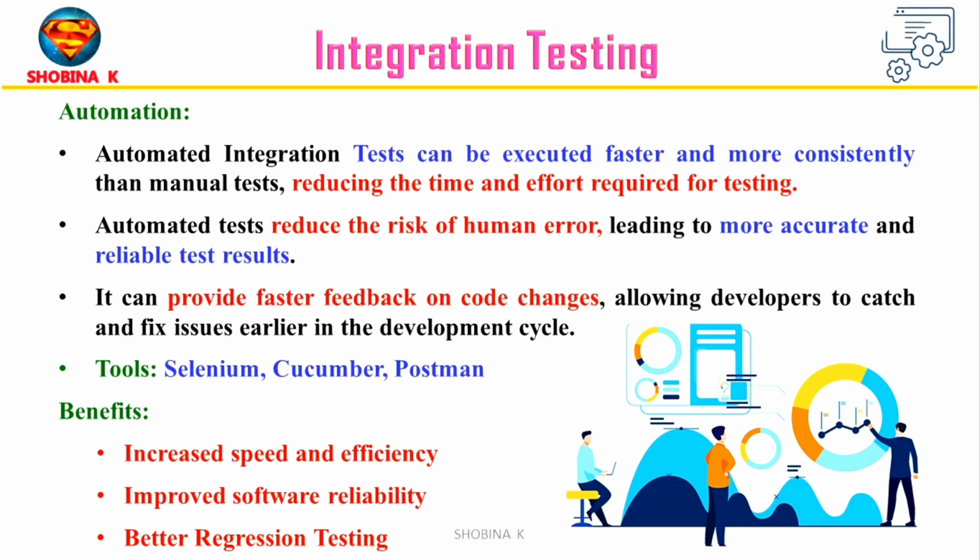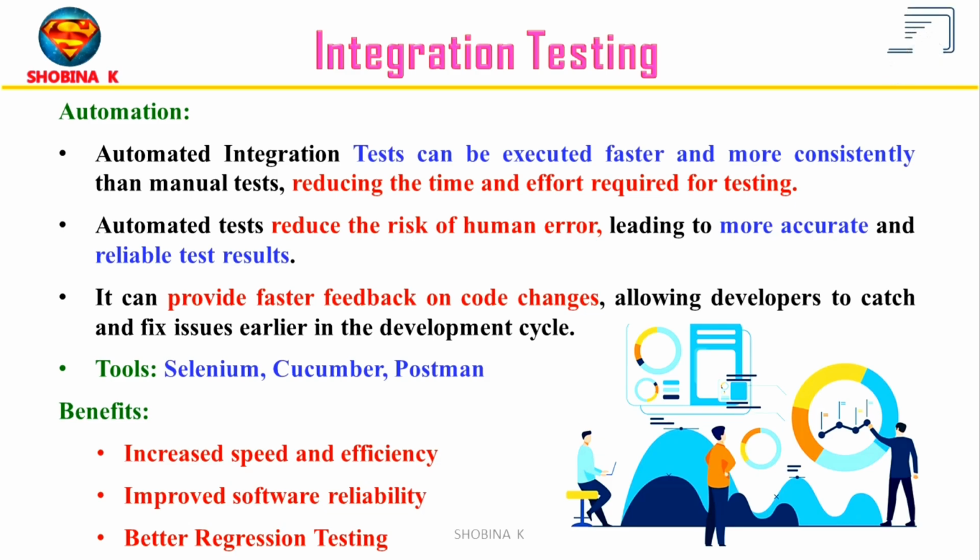There are several tools commonly used for automated integration testing, like Selenium, Cucumber, and Postman. Selenium is an open source tool for automating web browsers, which allows you to test web applications across multiple platforms and browsers. Cucumber is a tool for behavior-driven development, which allows you to write tests in a natural language format that can be easily understood by non-technical stakeholders. Postman is a tool for API testing, which allows you to test RESTful APIs and automate the testing process.